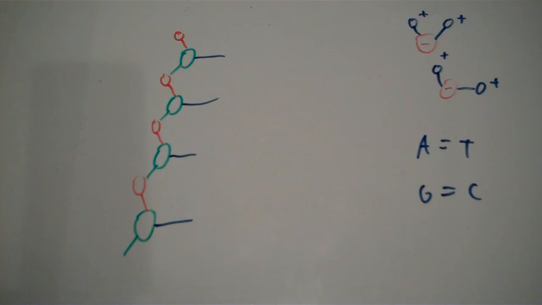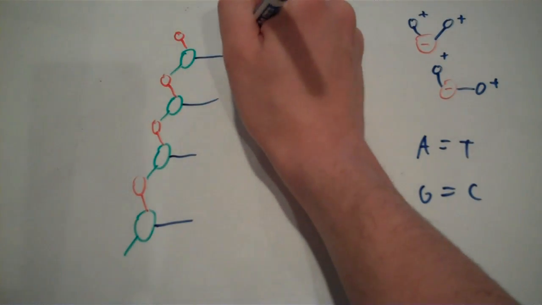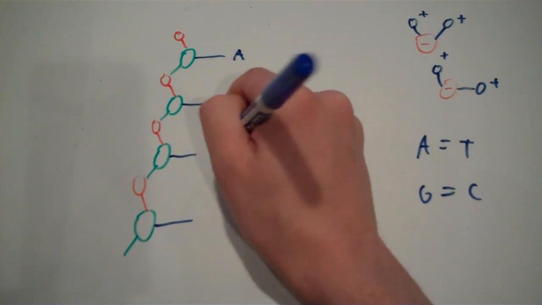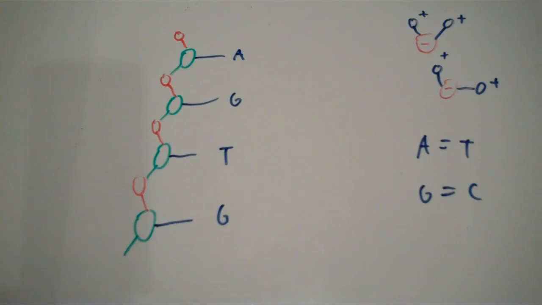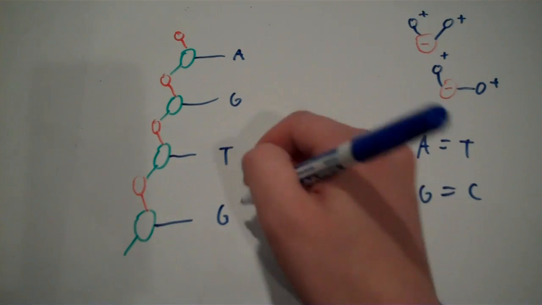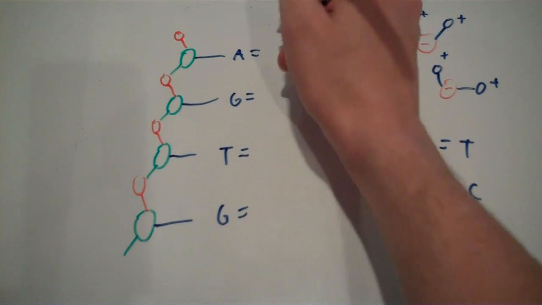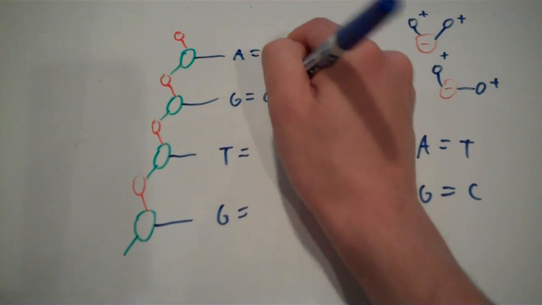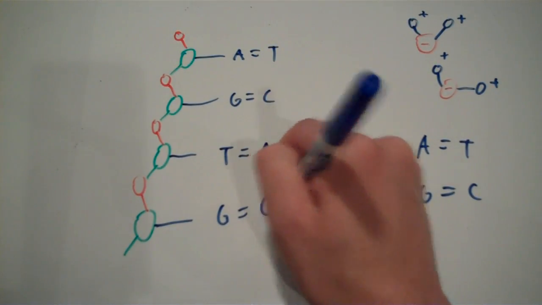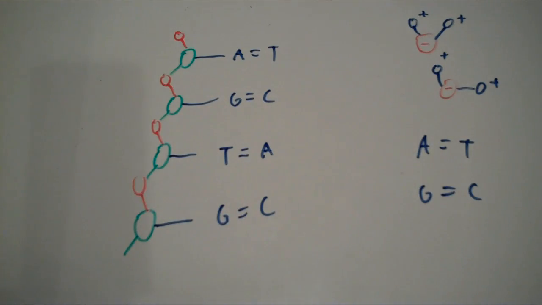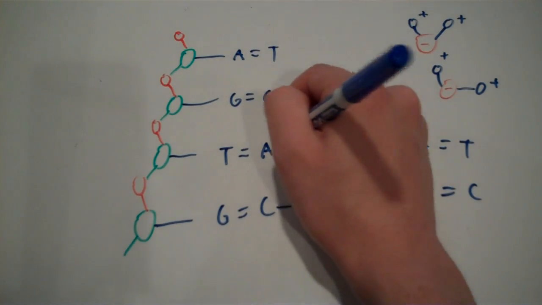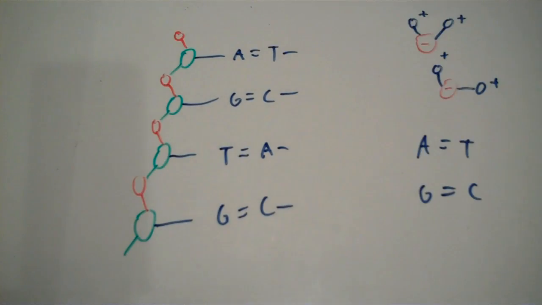So, for example, say we have the sequence A, G, T, G. That means that the pairing sequence from the other strand of this DNA will be T, C, A, C. So as you'll notice, guanine bonds to cytosine, and thymine bonds to adenine.